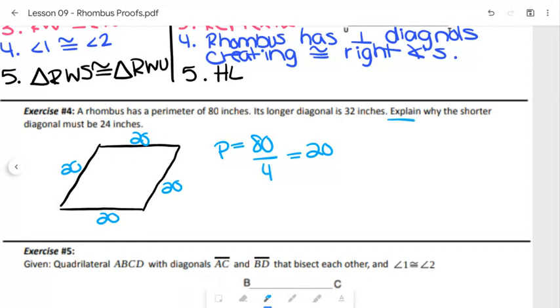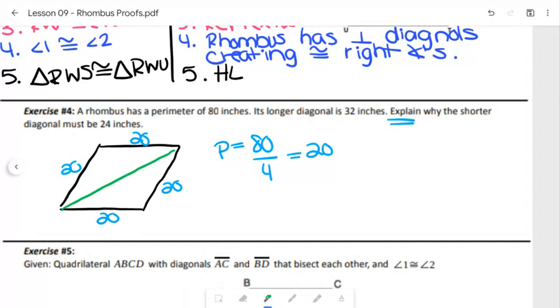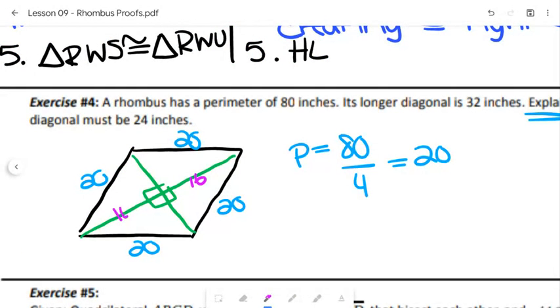Now, because it says the word explain, I would usually make sure I'd have the words written down here. I'm going to skip it in this one, but you'd have something right there that said that all the sides were congruent. If the longer diagonal here is 32, explain why the shorter one must be 24. Well, we'd also want to talk in that explanation about how the diagonals are perpendicular and they bisect each other. So since they're bisected, we're looking at 16, 16, 12. Cut that 24 in half.